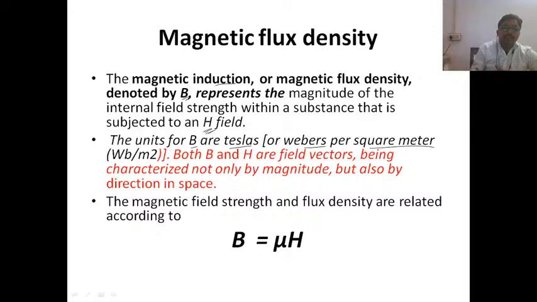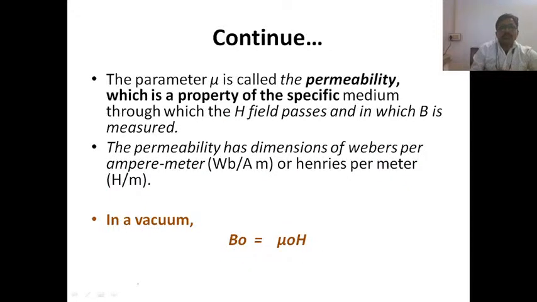Both these B and H field vectors are characterized not only by magnitude but also by direction. So they are field vectors, not scalars, because they need the magnitude as well as the direction. There is another important formula, the relation between B and H. B is equal to mu into H, where mu is the permeability, which is the property of a specific medium.